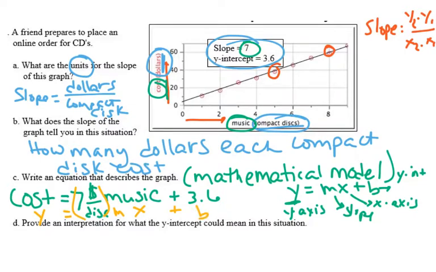All right, and then the last question asks us to provide an interpretation for what the y-intercept could mean in this situation. Well, the y-intercept is for when the compact discs are equal to 0. So wherever x is equal to 0, that's your y-intercept. So that's your b right there. Well, 0 compact discs still cost me $3.6. And we should have put that on there.